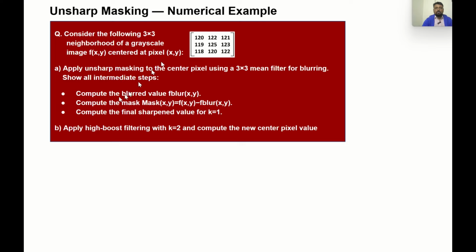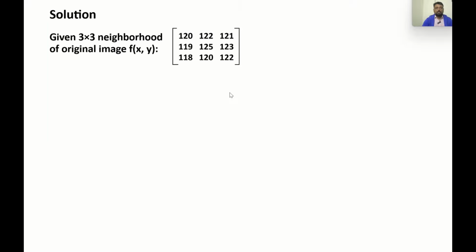These are the intermediate steps. The 125 will become something else, so you have to change it here and show the output. Then apply high boost filtering with k equal to 2 and compute the new central pixel value. So when the k value becomes 2, what result will come? That also has to be shown. So this is our question. In this question, 125 is just the central pixel, and if we apply the mask, this value changes, which ultimately results in a different image with better quality.